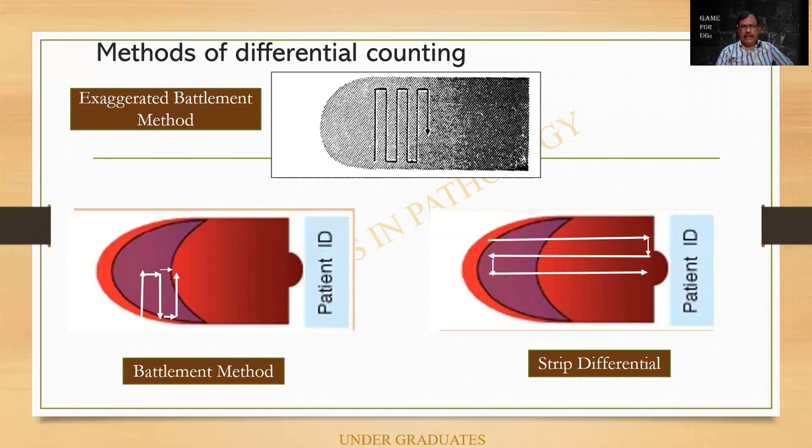This is called the battlement method. So, Kurukshetra, please remember the battlefield, and this is the battlement method. When I exaggerate the same thing, I go almost to the other end of the smear, turn and come back. This is called the exaggerated battlement method. The third one is, instead of at right angles, I count longitudinally, parallel to the long axis of the smear. This is called a strip differential. This method is most commonly followed. In the battlement method, the cells at the periphery as well as in the center are sampled and counted. No error in repeating the same cells.